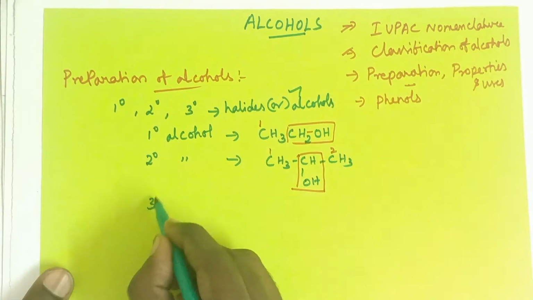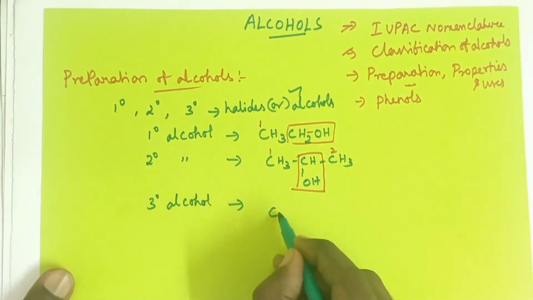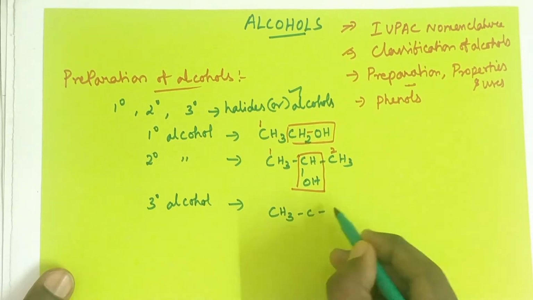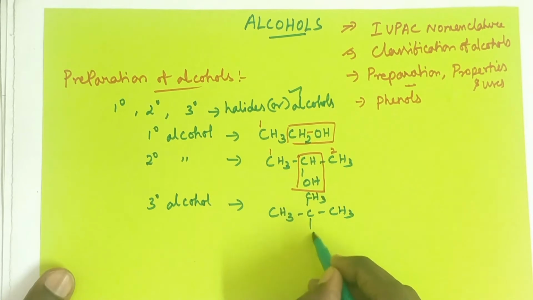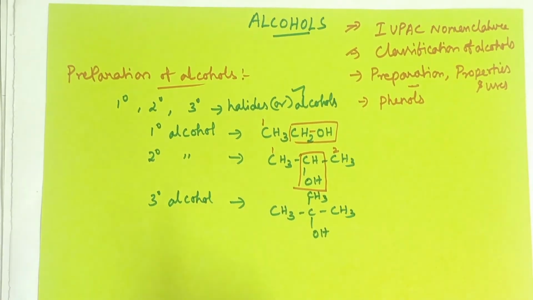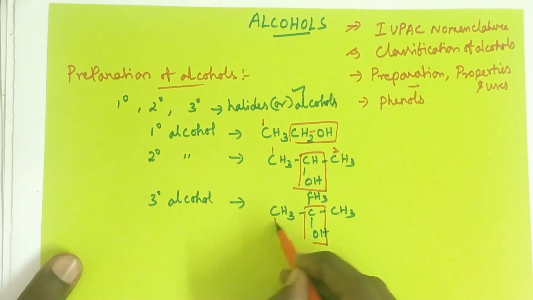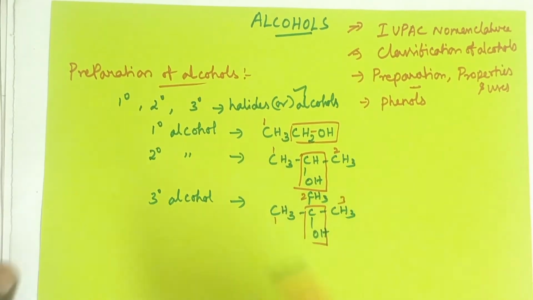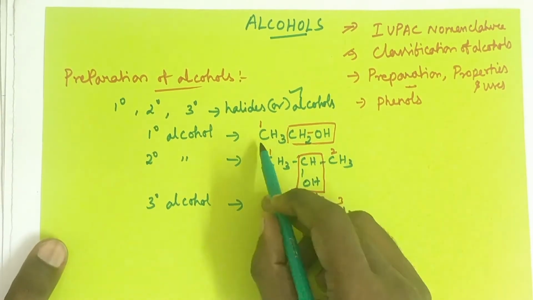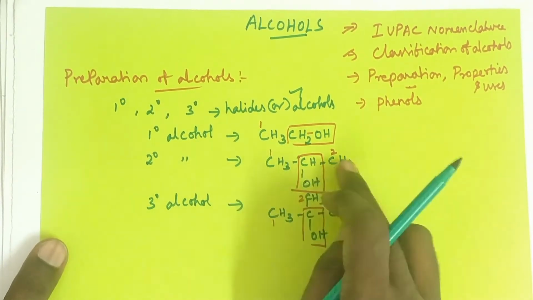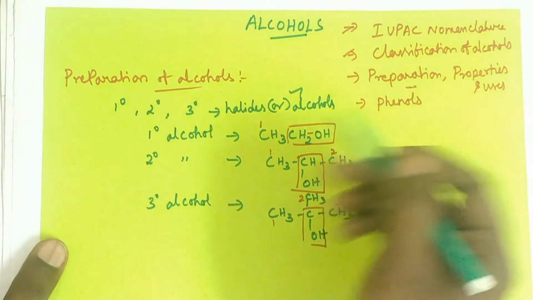If it is tertiary, it means the functional group attached carbon is attached by 3 carbons. 1, 2, 3. So it is a tertiary alcohol. So primary means the functional group carbon is attached by 1, secondary means attached by 2, tertiary means attached by 3. So you learn this by heart.